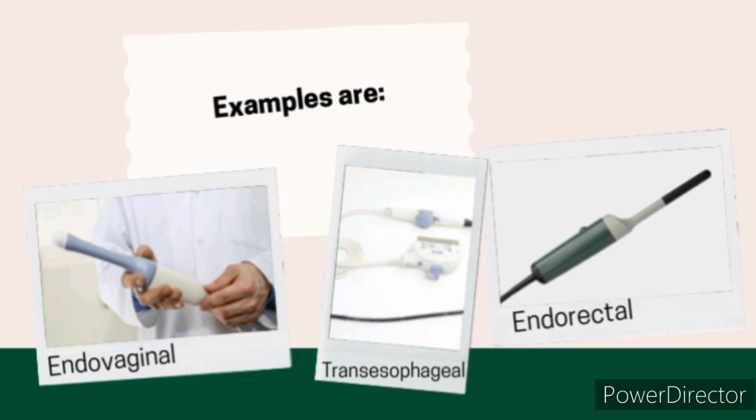The test creates images of the prostate by placing a transducer into the rectum. A transesophageal transducer is passed down the patient's throat for use in the esophagus. A transducer inserted into the esophagus obtains heart images. It's usually done while under sedation. We also have the endorectal.